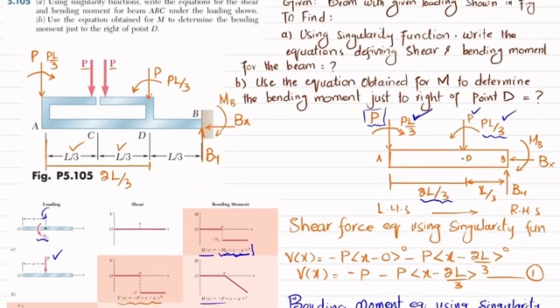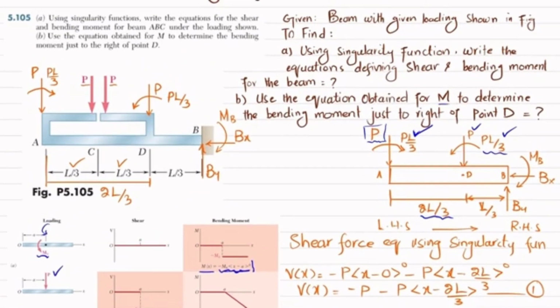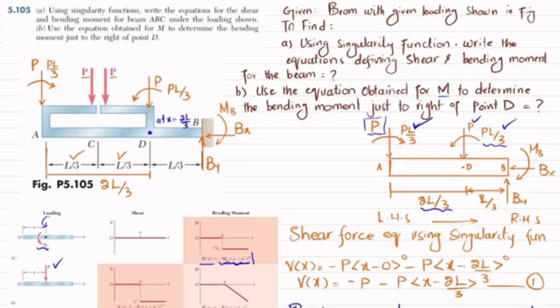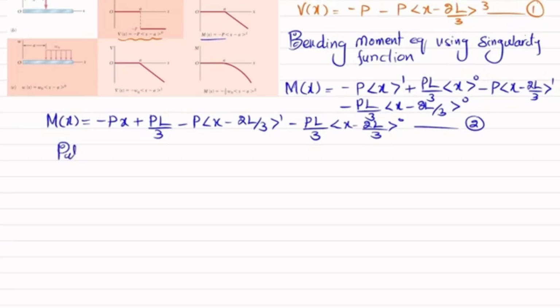Now in part B, we have been asked to use the equation obtained for M to determine the bending moment just to the right of point D. So this is point D. So just to the right of point D means that at x is equal to 2L by 3, we will find this moment. So put x is equal to 2L by 3 in equation number 2.